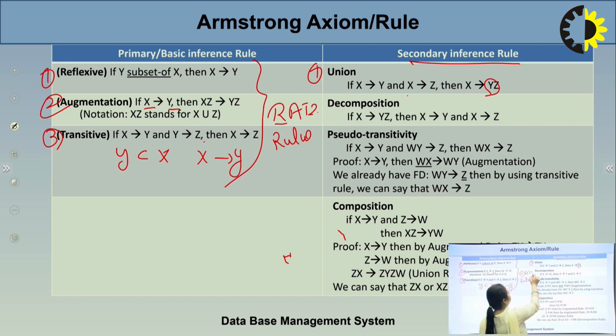Next is your decomposition rule, just the opposite of the union rule. If X tends to YZ, that is, with the help of X I can find the value of YZ, I can decompose this functional dependency into two: X tends to Y and X tends to Z.